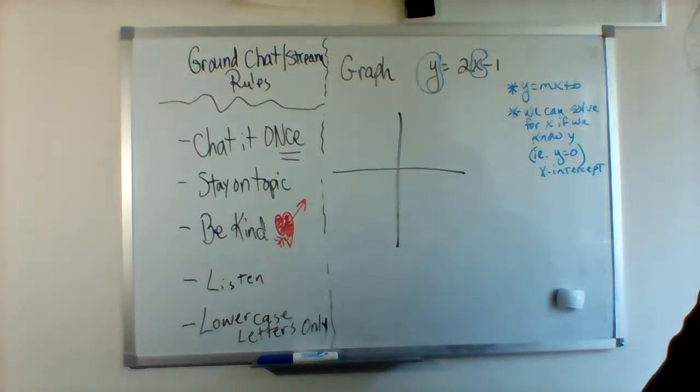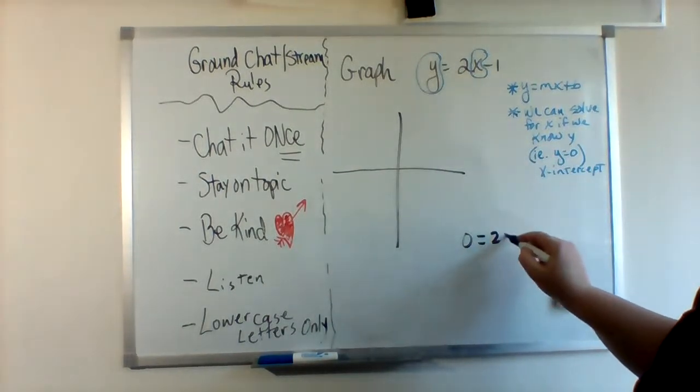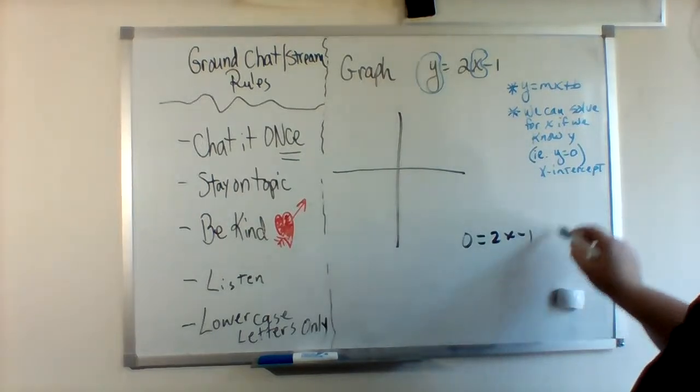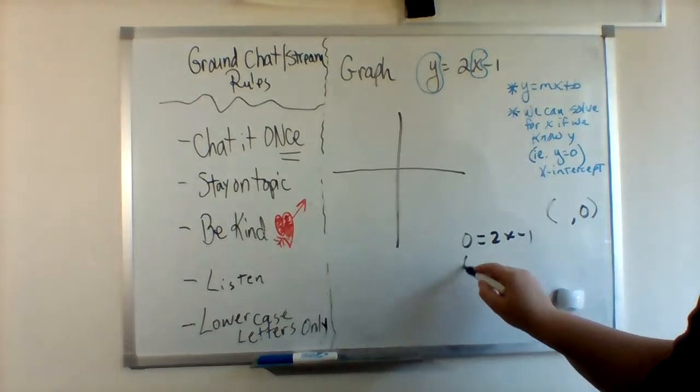We can solve for x if we know y. Okay, what if we did that? What if we said that 0 equals 2x minus 1? So when y is 0, what's x?